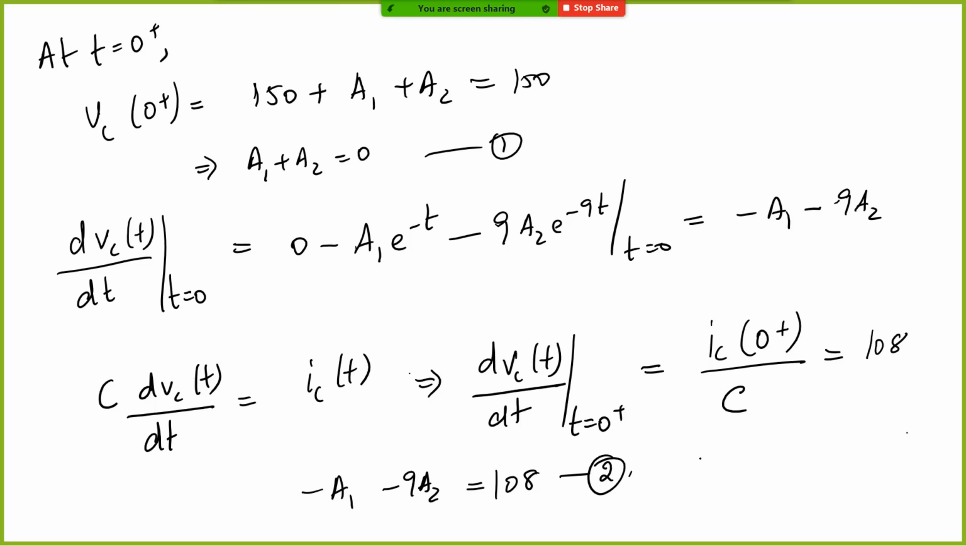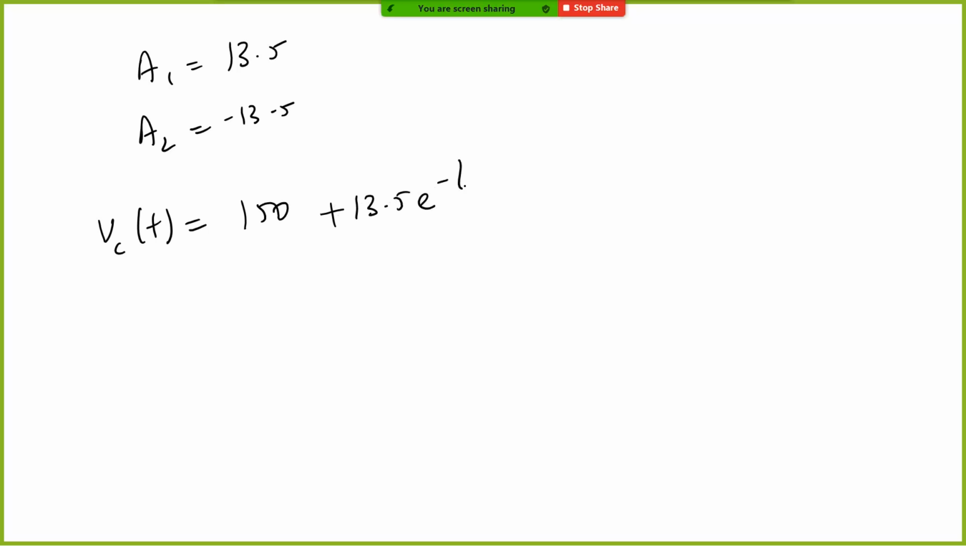So plus minus 13.5, yeah. So a1 is 13.5, a2 is minus 13.5. So Vc of t can be written as 150 plus 13.5 e to the power of minus t minus 13.5 e to the power of minus 9t. So this is our complete solution.